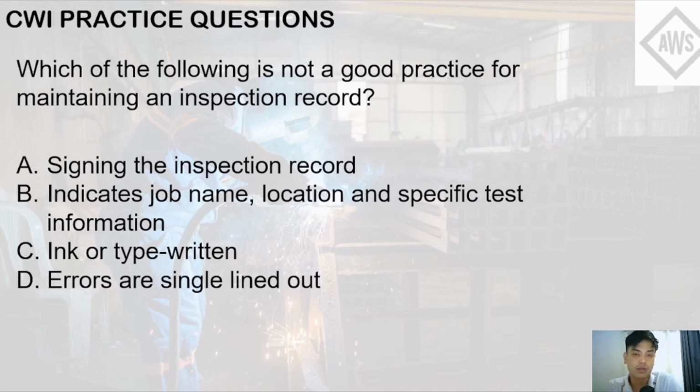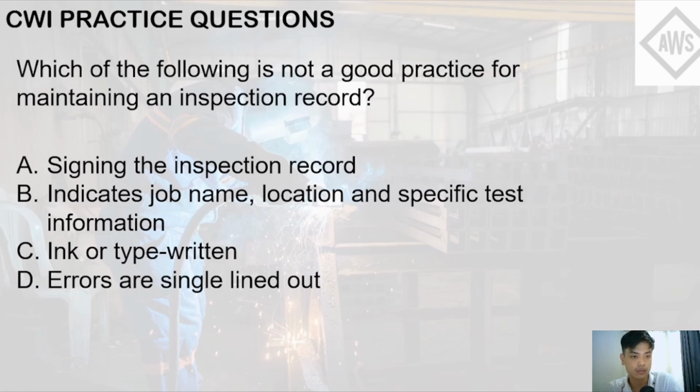So letter A, the welding inspector or the one that created the inspection record needs to sign the inspection record. So he needs to be accountable for it, basically, by signing his name. Indicates the job name, location, and specific test information. So it is essential that the inspection record has a corresponding job activity where the location may be. For example, if it is a plant, the activity is conducted in that plant, in the production area, for example, and the specifics of the testing that is done.